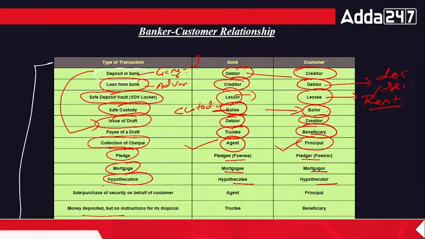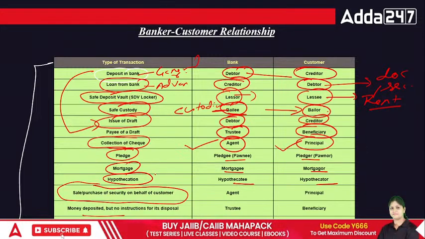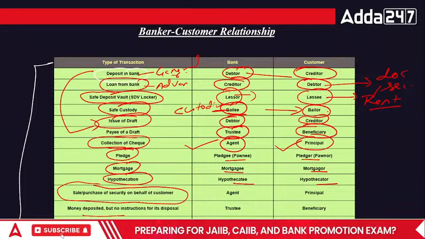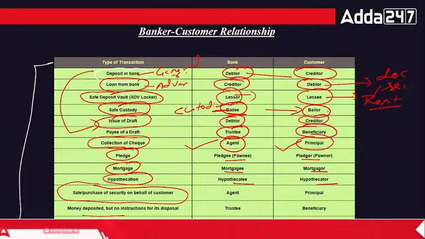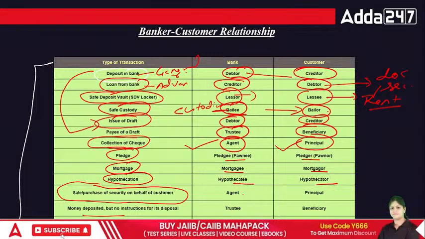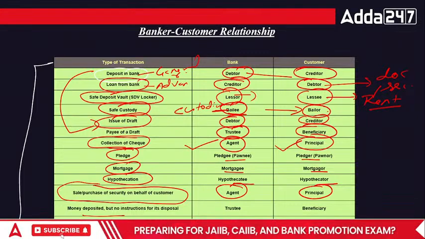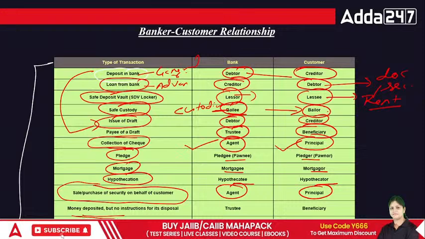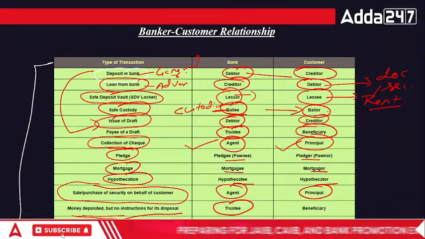And in case of sale and purchase of security on behalf of a customer. If a bank is selling or purchasing the security on behalf of the customer, what is the meaning? It means they are acting again as agent and principal, because they are working on behalf of me. Now if I am depositing money but give no instruction on its disposal, that means here again the bank is the trustee and I am the beneficiary.